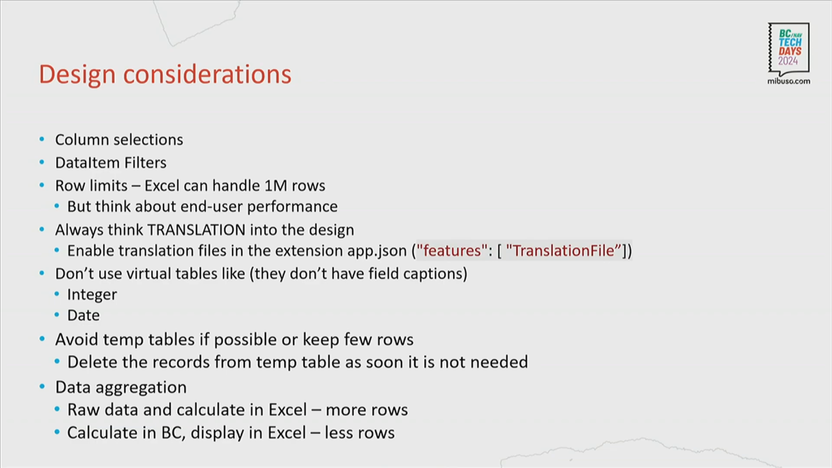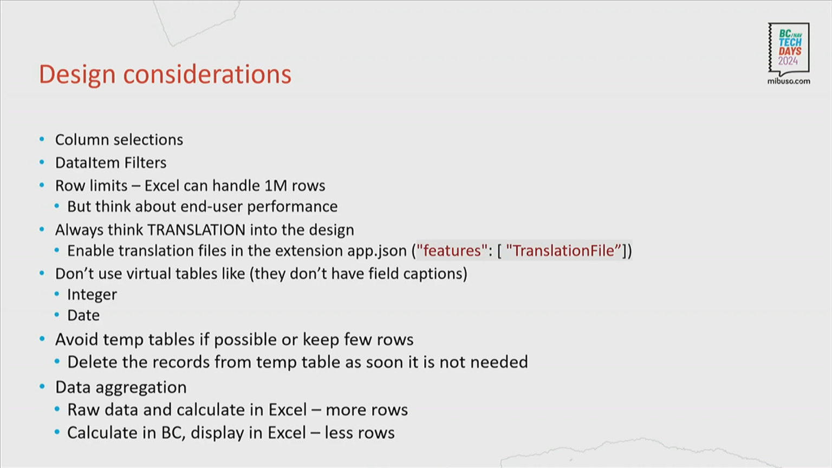Think about data item filters. Don't filter too much away. And think about row limits. Excel can handle 1 million rows in the workbook, but really consider if this is necessary, because it will take time for Excel to load the workbook. And if you have too many 1 million rows sheets, it will take more time than you want the end user to spend on it.